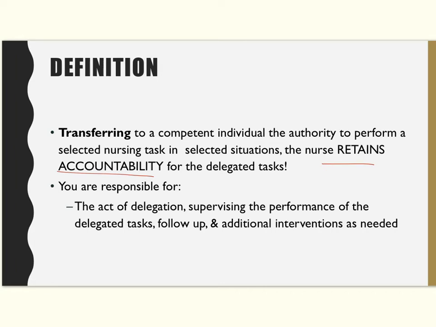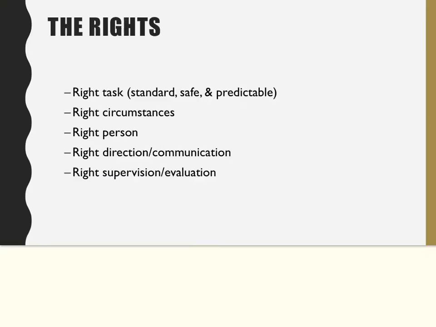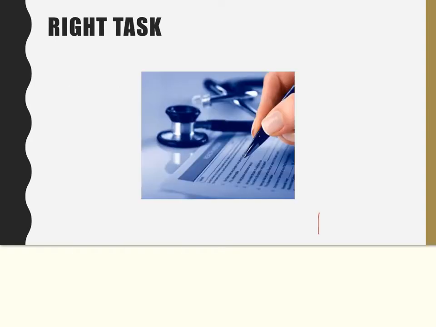So, what are you responsible for as the RN? You're responsible for the act of delegation, for supervising it, and for following up and deciding are there additional interventions that are needed. The 5 rights include the right task, the right circumstance, the right person, the right direction or communication, and the right supervision or evaluation. We're going to talk about each of these components in depth now.